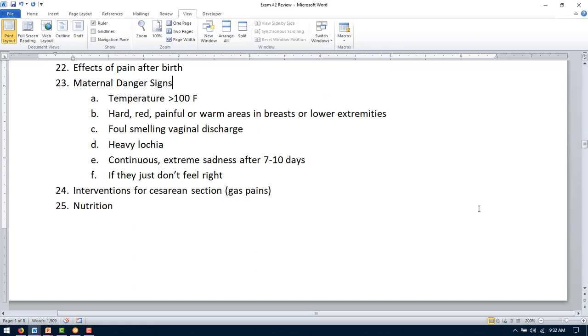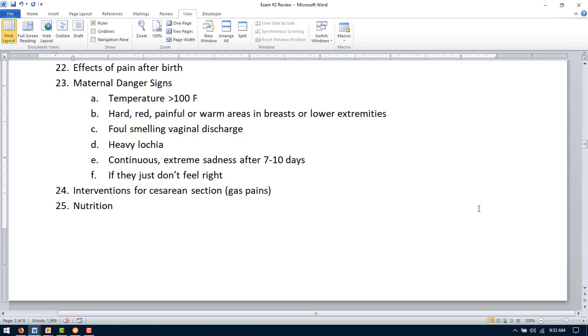Maternal danger signs. Especially after mom has gone home, we need to make sure that this is what we tell them. Call your doctor anytime you have any of these. If they're running a temperature over 100, if they have any hard, red, painful, or warm areas in their breasts or in their lower extremities. It could be mastitis, it could be a blood clot.